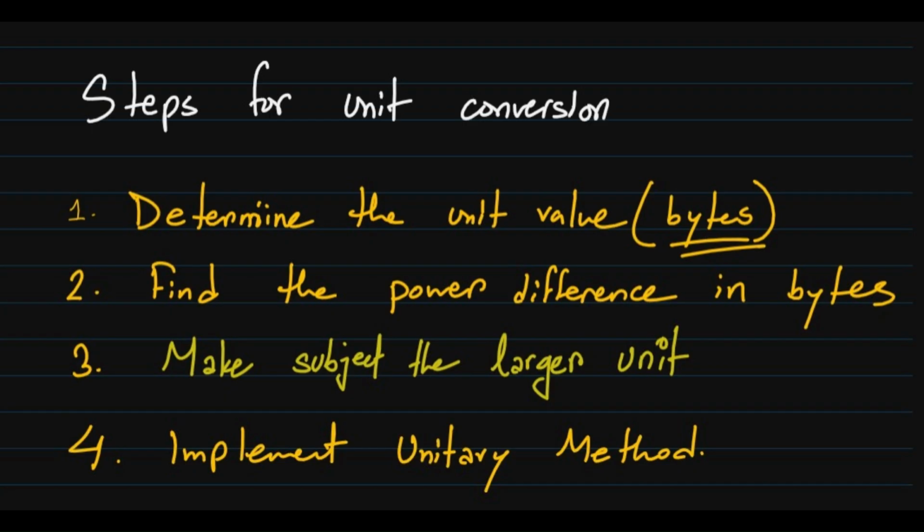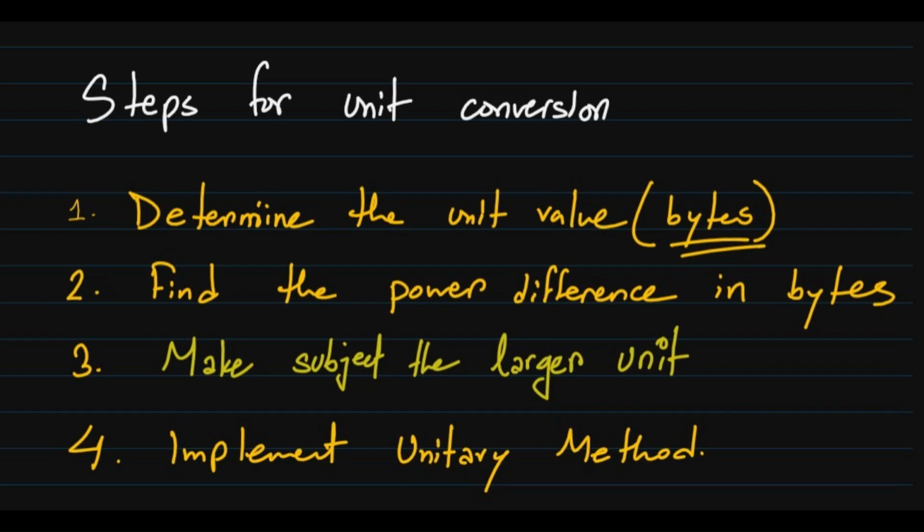So the steps for unit conversion. Step number 1, we need to determine the unit value in bytes for each of the units. Step number 2, find the power difference in bytes. Step 3, make subject the larger unit. And step 4, implement unitary method. Now let's see this in practical.